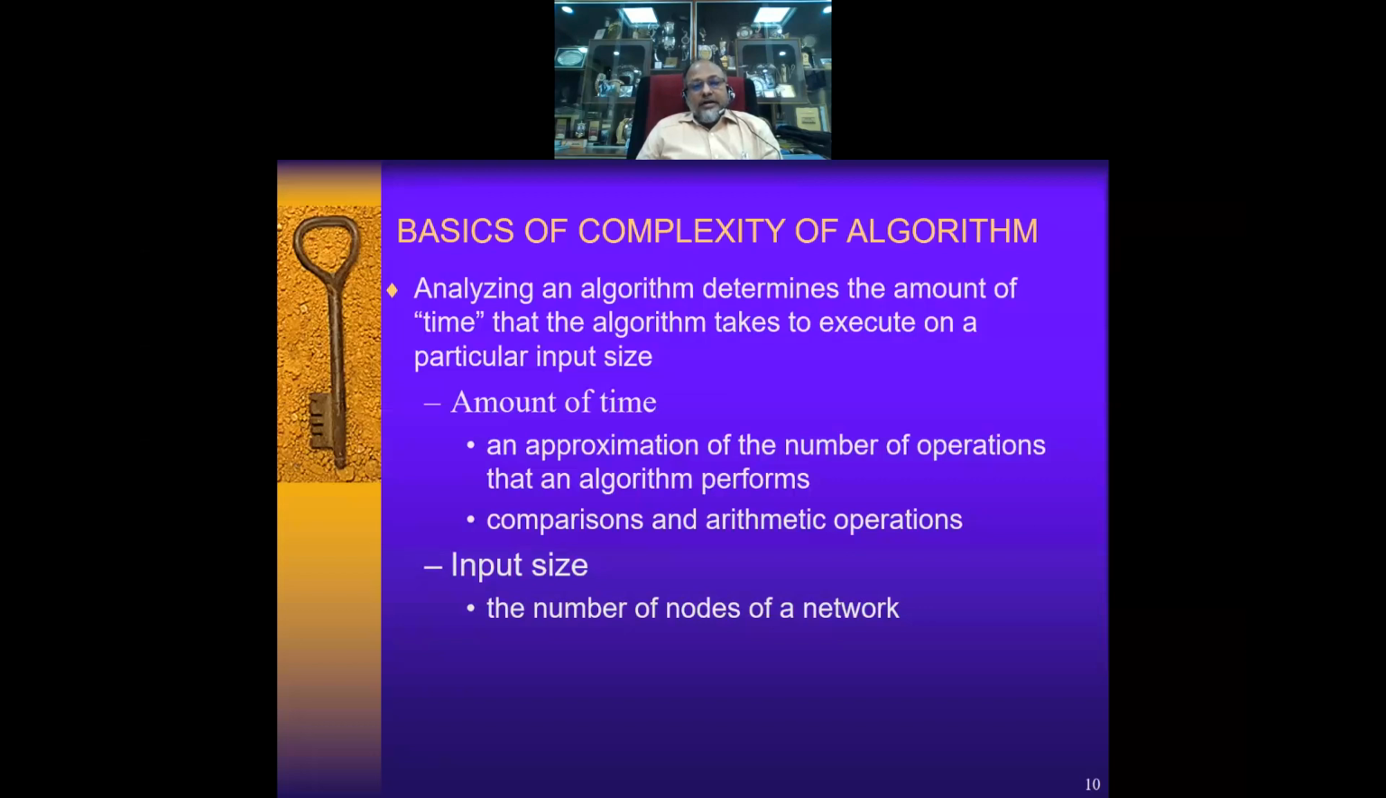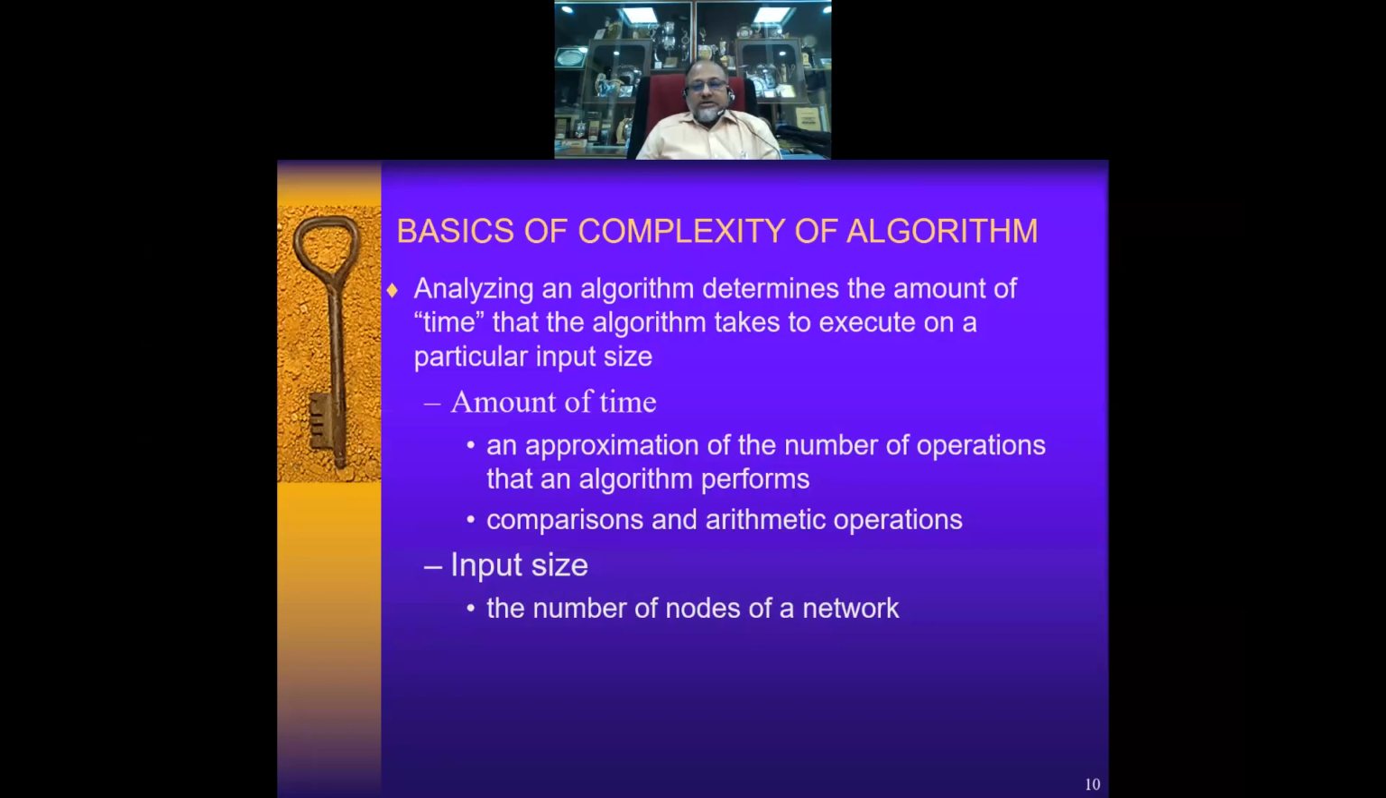And another very important thing is the time complexity or computational complexity of the algorithm. What does computational complexity mean? Analyzing an algorithm determines the amount of time that the algorithm takes to execute on a particular input size. Here, the time is not our regular hours and minutes. It is the approximate number of operations that an algorithm performs. So this time is different from the regular time that we use. Here it is the number of operations.